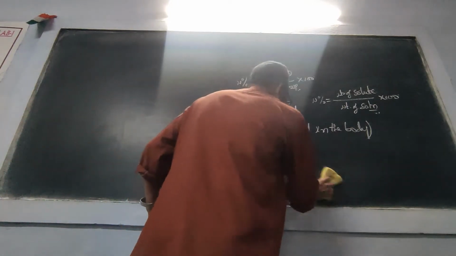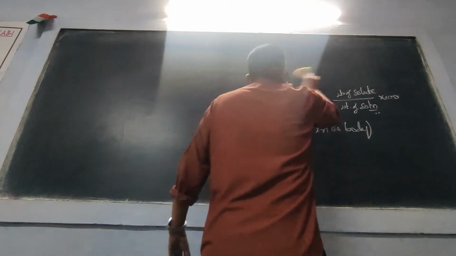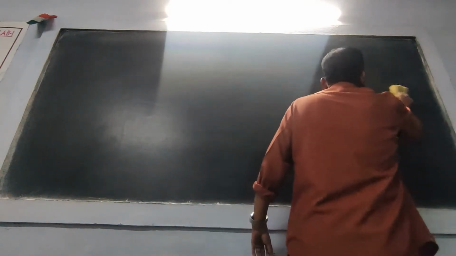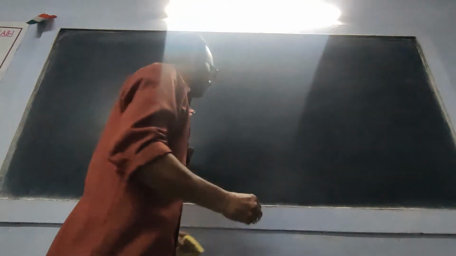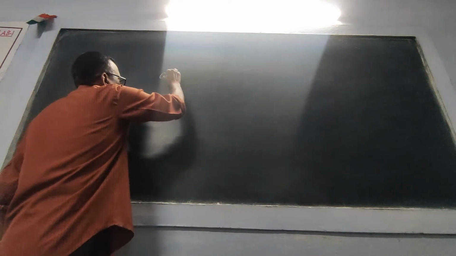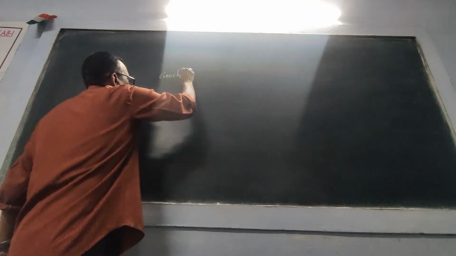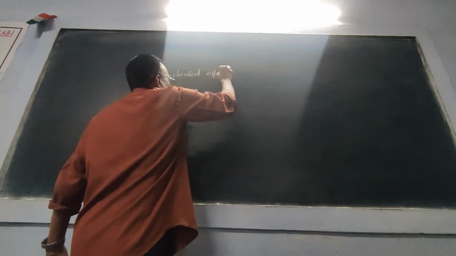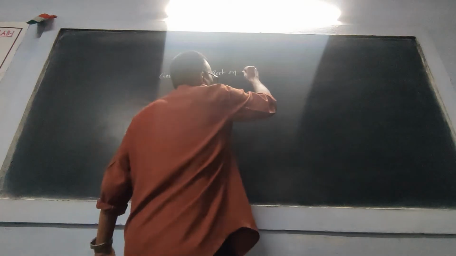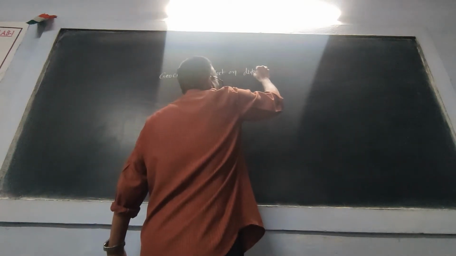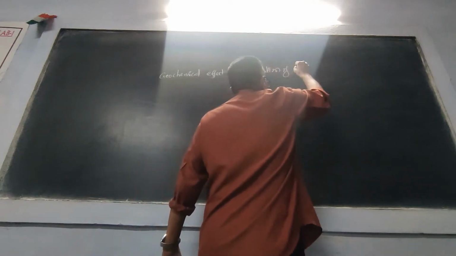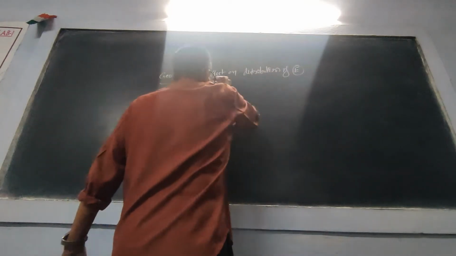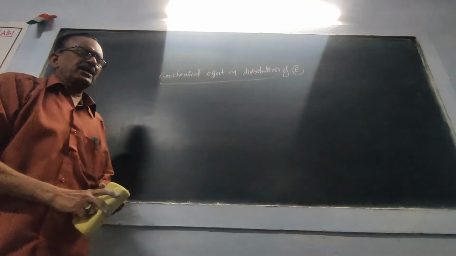that is, geochemical effect on distribution of elements. So, geochemical effect on distribution of elements. Or it is also called migration of elements.